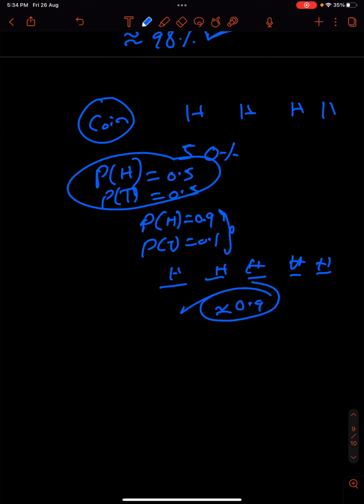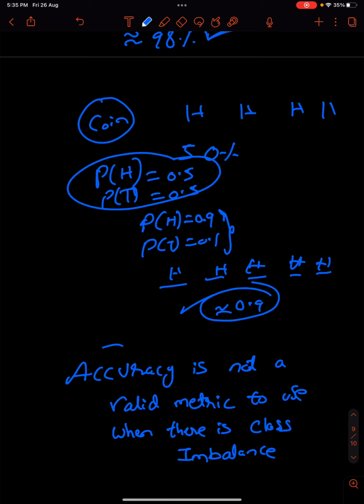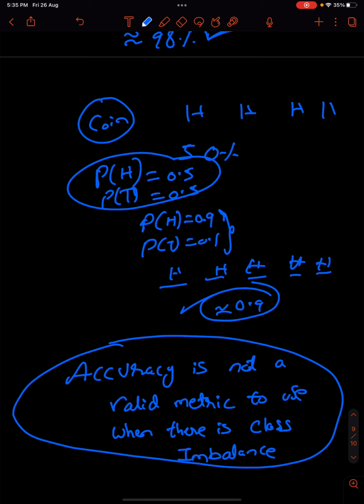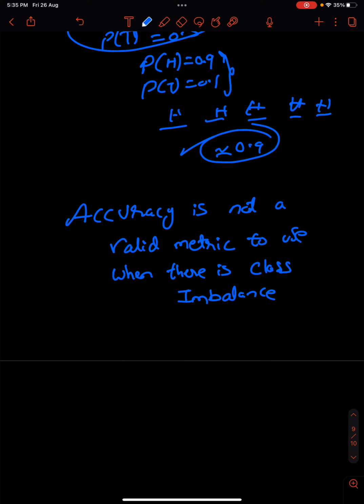So the lesson to be taken is that accuracy is not a valid metric to use when there is class imbalance, because that would not give the right interpretation of the performance of the model. So this is the first lesson that you have to take, right?